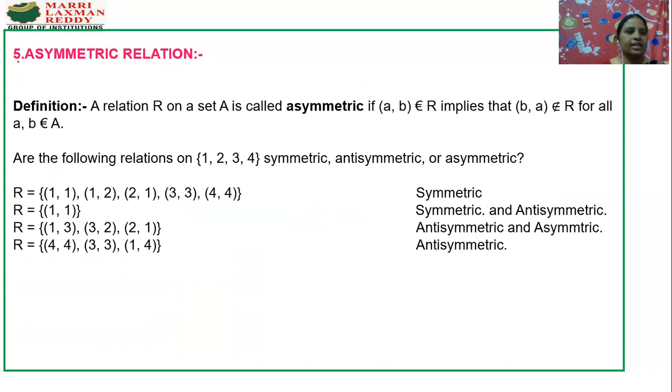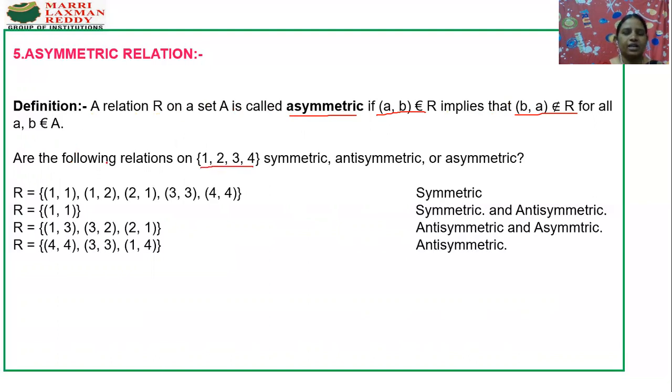Before that, another relation: asymmetric relation. What is an asymmetric relation? A relation R on set A is called asymmetric if (a, b) belongs to R, but (b, a) does not belong to R, for all a, b belonging to A.